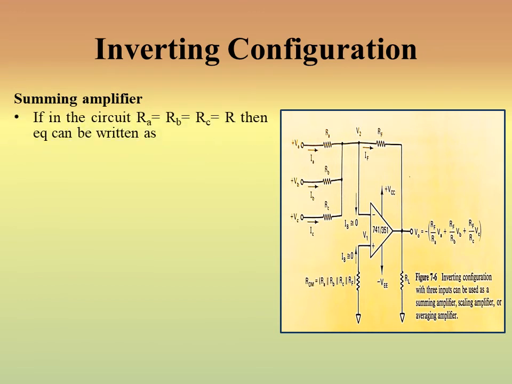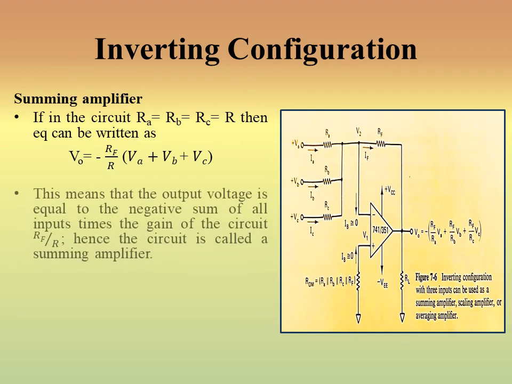So now if in this circuit, in place of RA, RB, RC, I replace all three resistors by the same resistor R, then what happens? The previous equation will become somewhat like this. Because RA, RB, RC are now common, they will come out, and simply V0 will be minus RF upon R, VA plus VB plus VC.